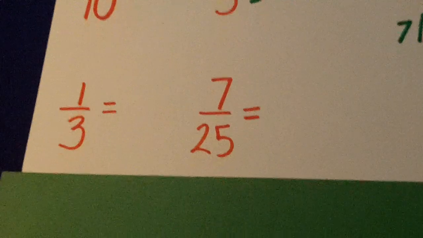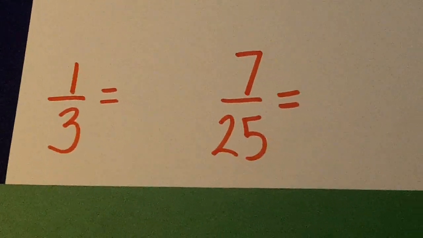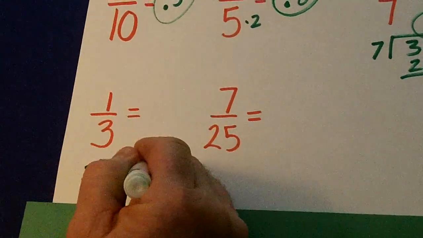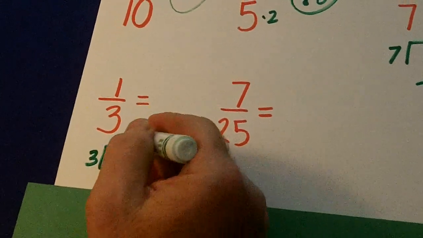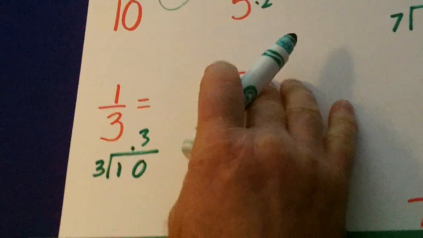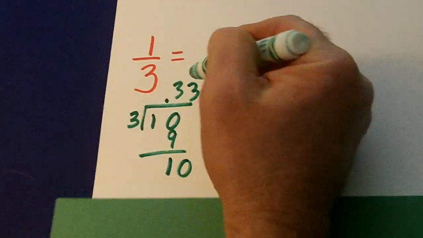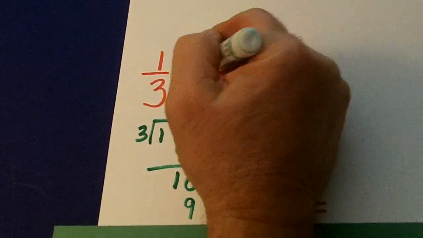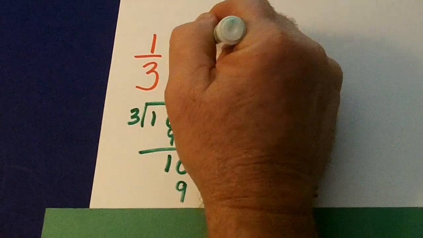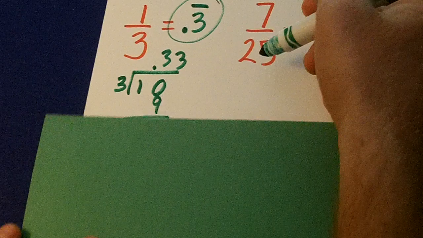Let's go down to these next two. 1/3. Can 3 go into 10 or 100? No. So we have to divide. Big one into small one. Can 3 go into 1? No. Decimal, 0. 3, 9, 1, 0, 3, 9, on and on. Okay? We repeat the 3. Repeating decimal.